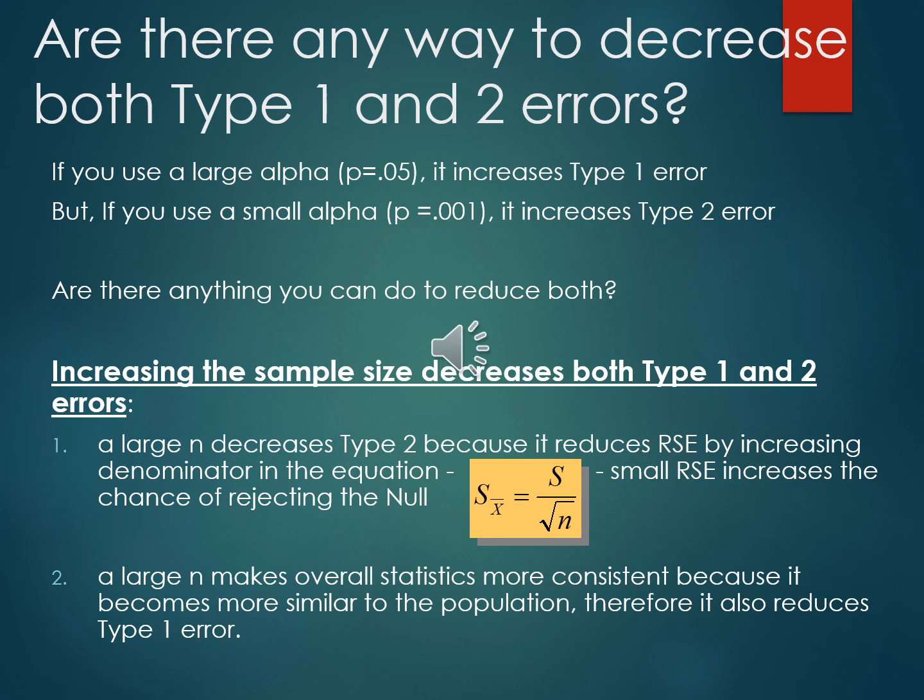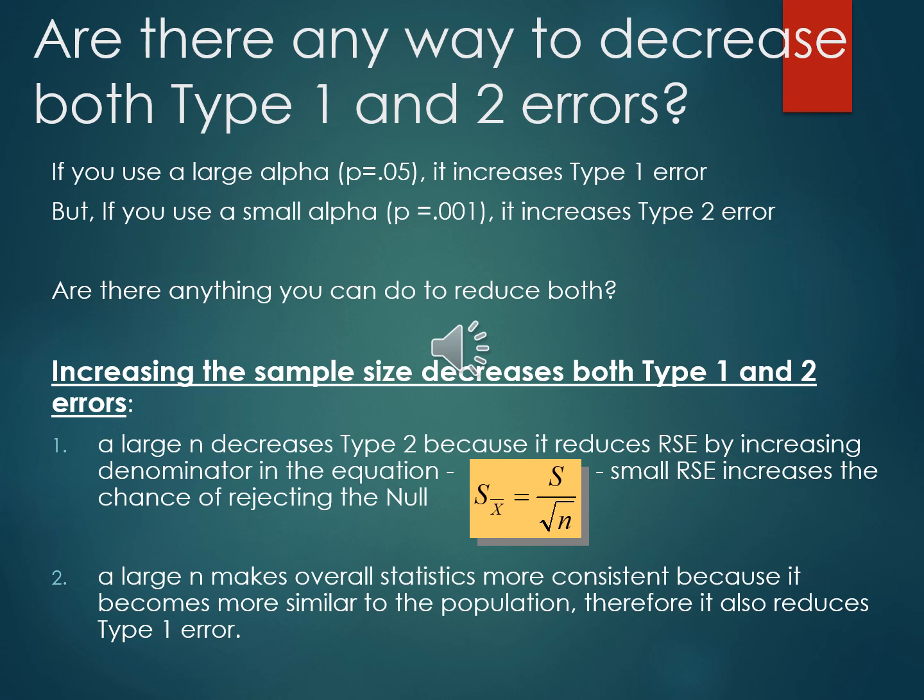Okay, so in the previous several slides, we emphasized that even though researchers choose alpha, which is a threshold level, to influence the probability of type 1 or type 2 error, you cannot reduce both by choosing alpha. If you decrease type 1 error, you increase type 2 error. If you decrease type 2 error, you increase type 1 error. So you can't play too much with alpha.